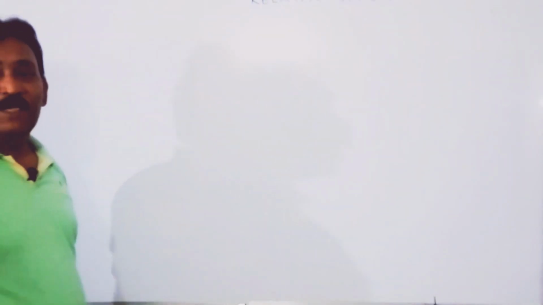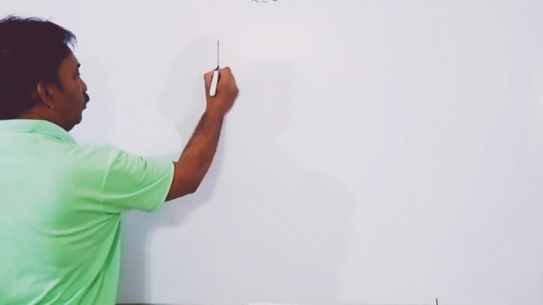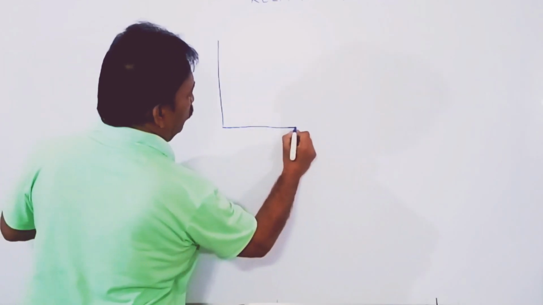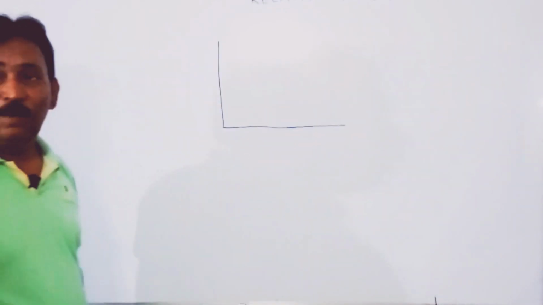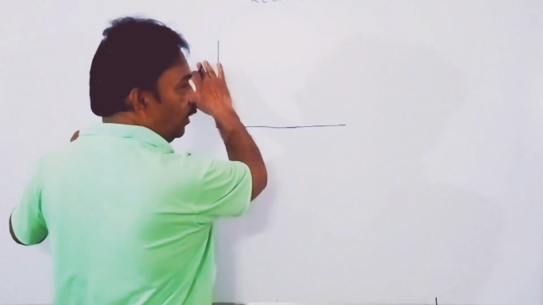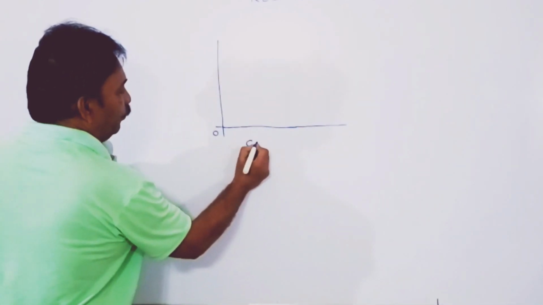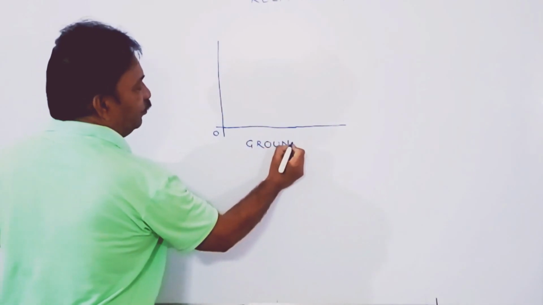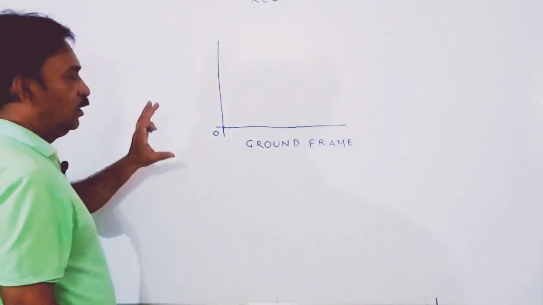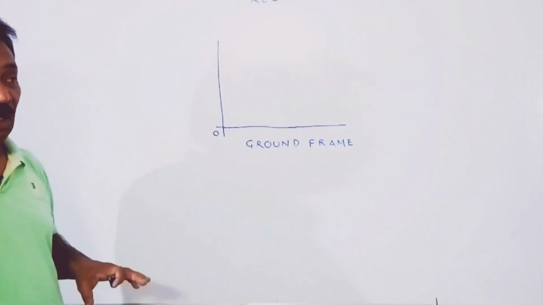Okay? To understand this in the right way, first locate a coordinate axis system. As usual, it has an x-axis and a y-axis. Say this is the origin and say it is the ground frame. It means we are observing the position of the body with respect to this ground.